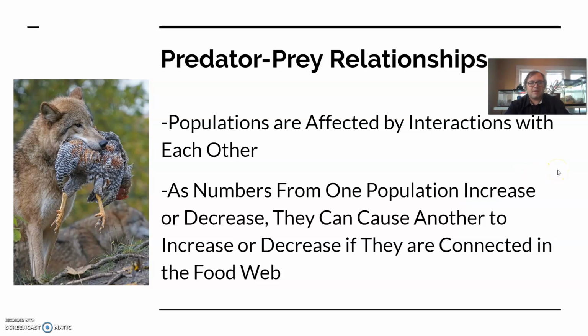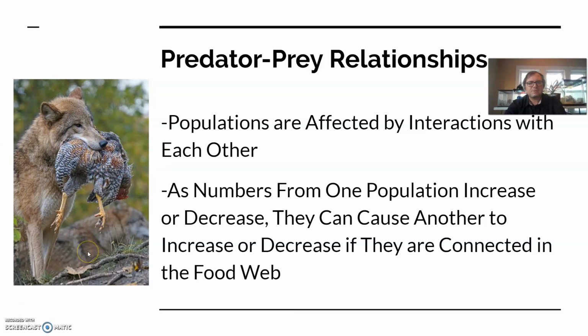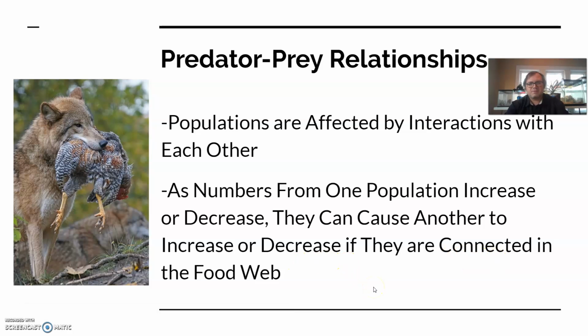So, when we're talking about the way that these populations fluctuate, they're affected by their interactions with each other. So, again, when we think of predator and prey being locked together, connected in a food web, that's the reason why one population will have such a big impact on the other. We can see here with our example, we've got a wolf and a game bird. As numbers from one population increase or decrease, they can cause another to increase or decrease if they are connected in the food web.